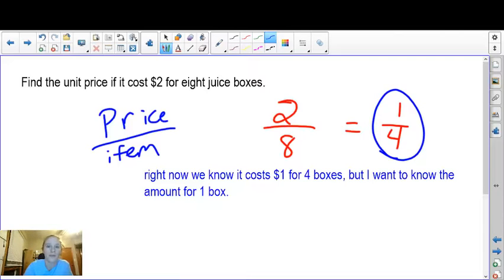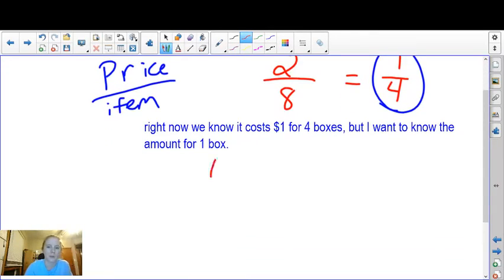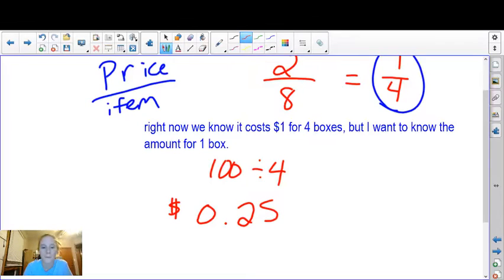So 1/4. Okay, think of money for a second because this is a dollar. What 4 things make up $1? Or it's a dollar divided by 4. Well, we know a dollar is also equal to 100 pennies, correct? And I want to split that 4 evenly ways, which is 25. So each juice box costs 25 cents.